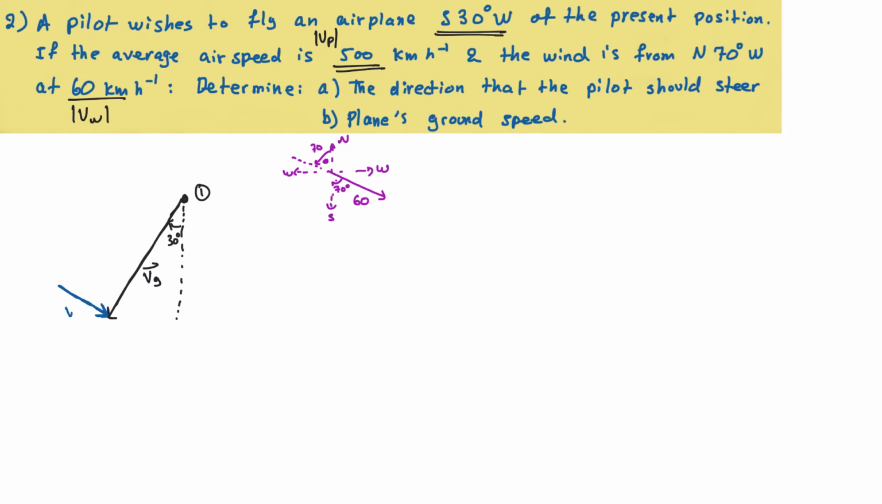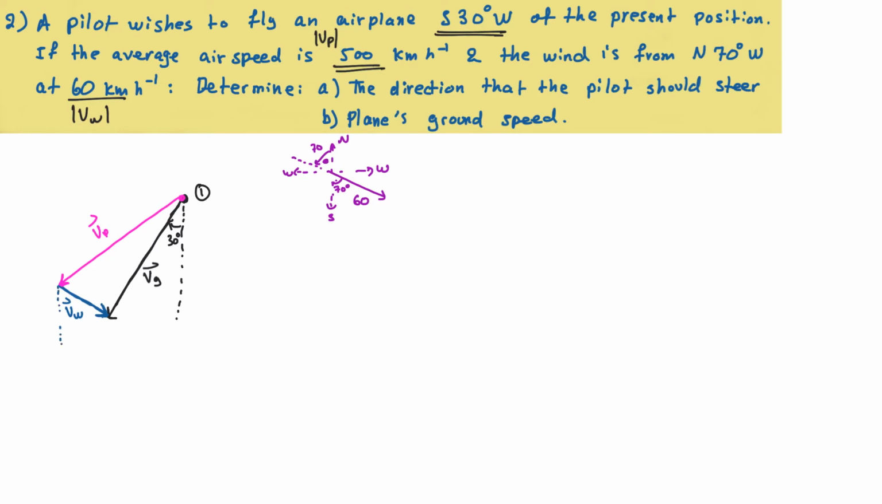So that's VW. And therefore, VP has to be going in this direction. Now, I'm going to label this as VP. Putting everything together, the plane vector is here. We add VW to it, and we get VG from that. Let's put all the information that we have in this question.